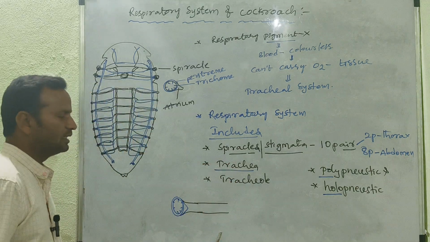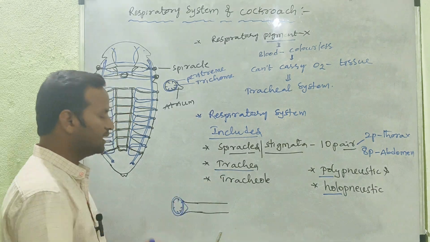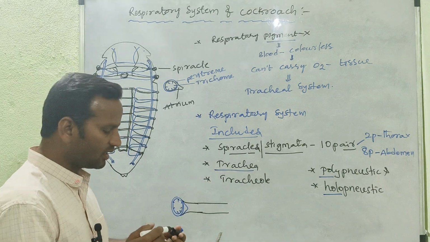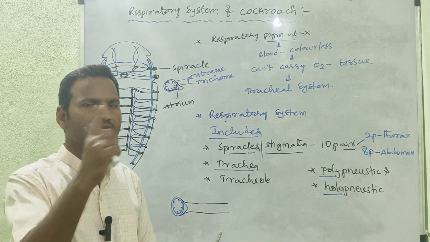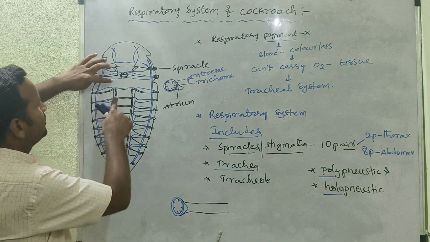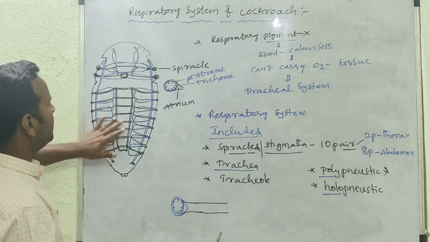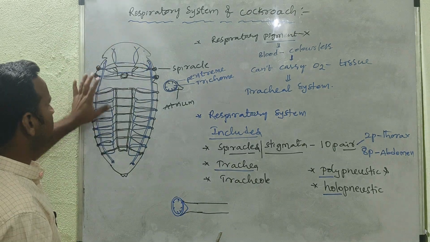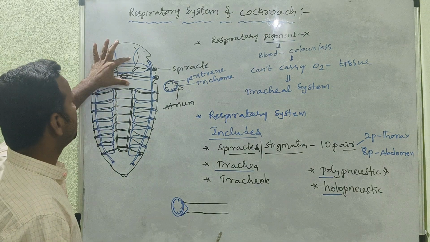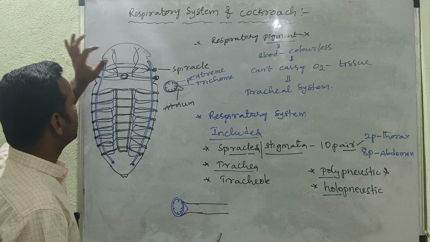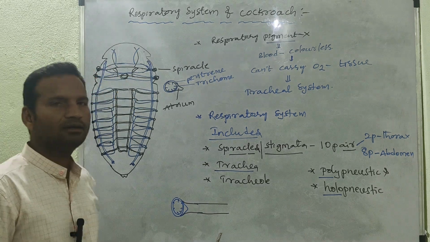For example, this is, what is this? The trachea. Once again, the trachea. Yes, now come to the point. The trachea. So, when you observe the trachea in the respiratory system of the cockroach, it is a specific tracheal system. When you observe the thoracic region of the cockroach, several tracheal trunks are present.